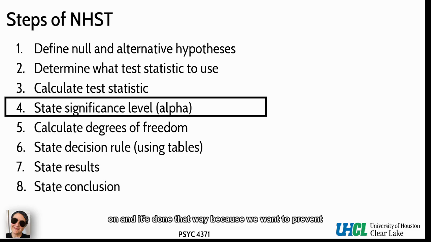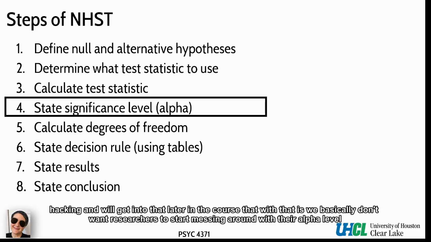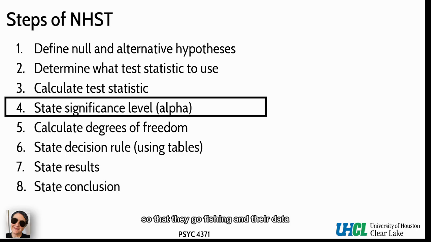And it's done that way because we want to prevent p-hacking, and we'll get into that later in the course about what that is. We basically don't want researchers to start messing around with their alpha level so that they go fishing in their data in order to find a significant result.